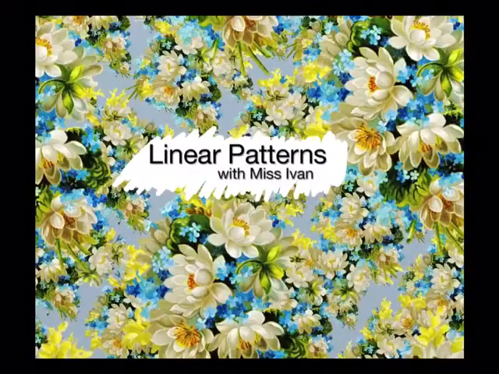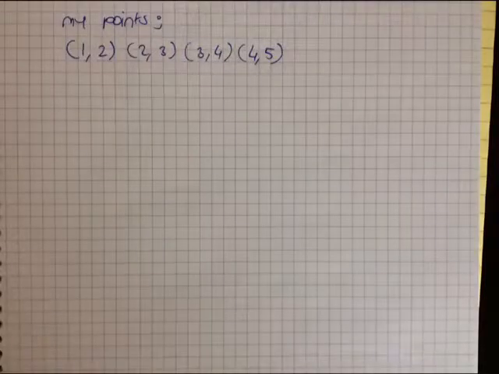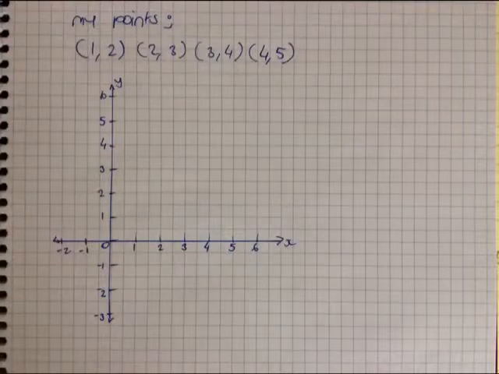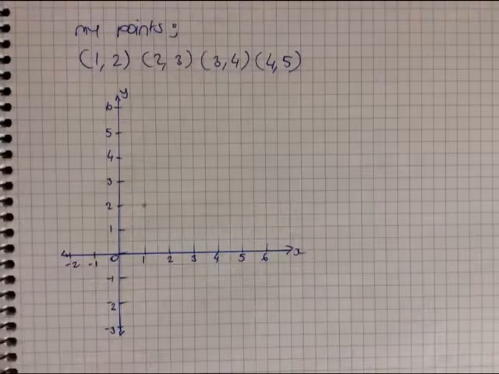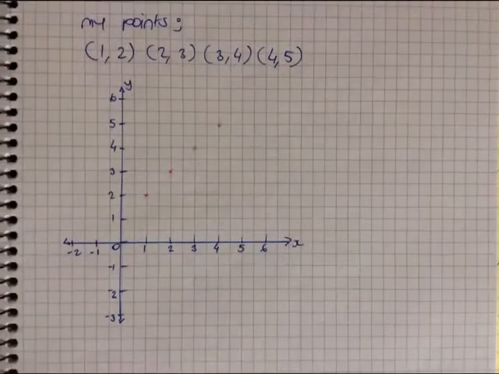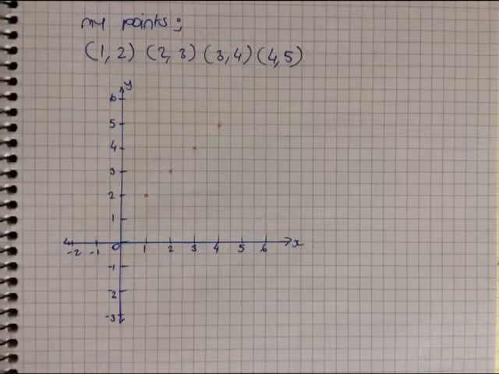So here I have a little PowerPoint presentation on linear patterns and how we plot them. As you can see, I've got a few coordinates. What happens if I plot them on my plane? There's my plane. Plot, plot, plot, plot. As you can tell, the points on this graph form a straight line. This is called a linear graph.